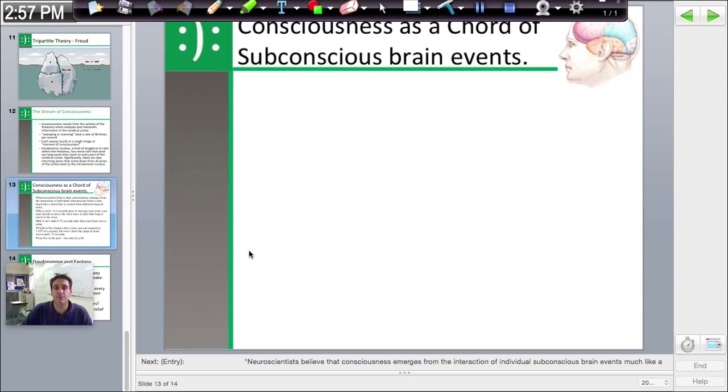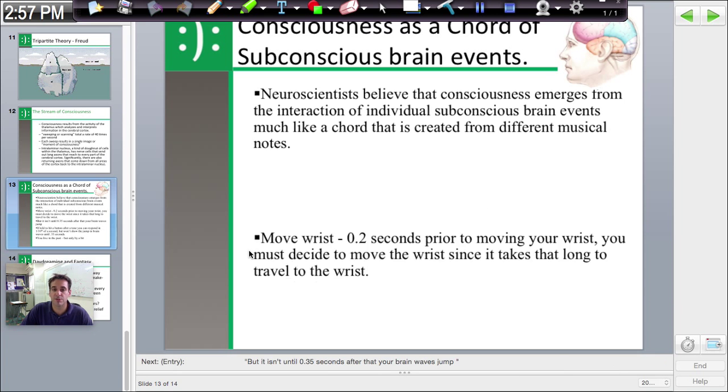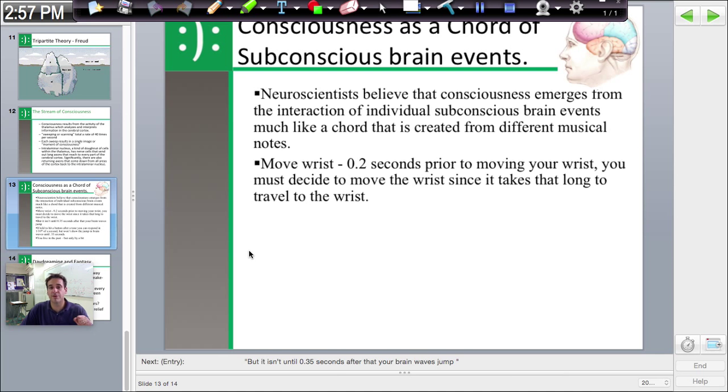Consciousness as a chord of subconscious brain events. Neuroscientists believe that consciousness emerges from the interactions of individual subconscious brain events, much like a chord that is created from different musical notes. For instance, if you move your wrist, 0.2 seconds prior to moving your wrist, you must decide to move it, since it takes that long to travel to the wrist. So you think about it, it's in your consciousness, but then it still takes 0.2 seconds for it to actually happen.